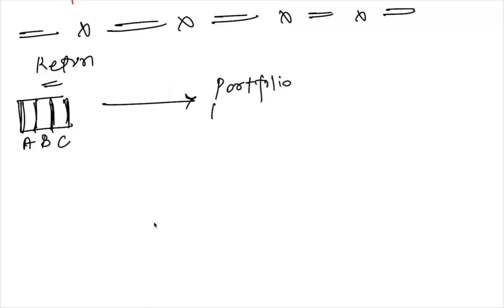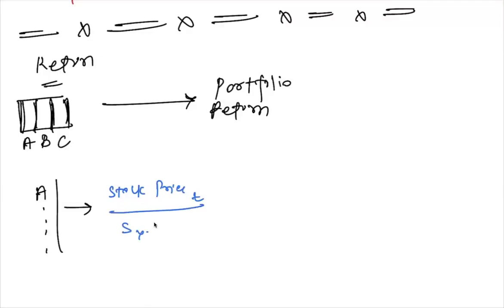Okay, this is important. I told you that you calculate portfolio return. If you remember, you have certain data points. What you do is you calculate stock price today divided by stock price yesterday minus 1, right? Stock price today divided by stock price yesterday minus 1. This is how you calculate the returns.